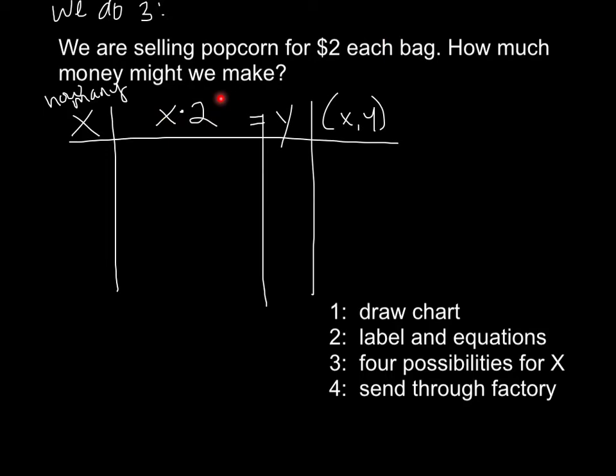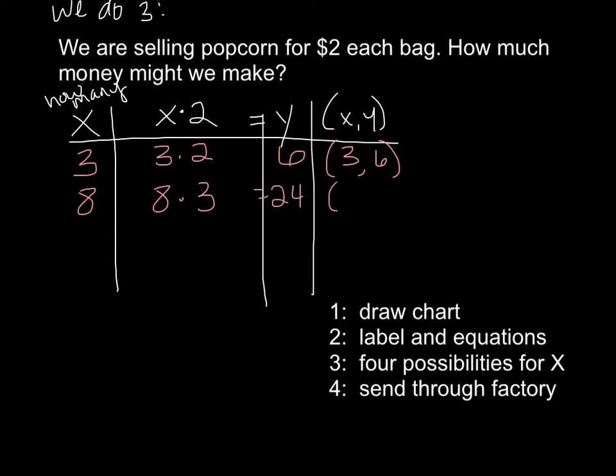Oh, it's multiply, so we know. 4 possibilities for x. We can make them up. I'll keep them small, but you can make them up, whatever. If we sold 3 bags, then we had 3 bags times $2 each. We made $6. Ooh, yay us. Not very good money there. If we sold 8 bags, let's say we sold 8 bags, 8 times 3 is 24. That's a little bit better. If we sold 8 bags, we'd make $24. If x is 8, y is 24.